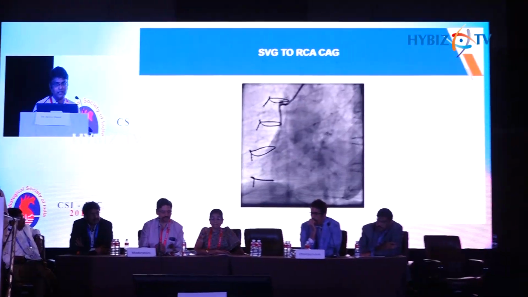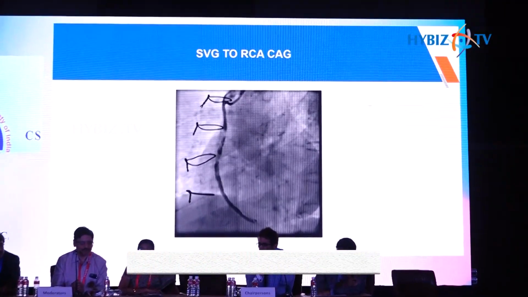So this is the native vessel, left side. This is the LIMA to the LAD. This is to the OM, and this is a native RCA, almost totally occluded. And this is the SVG to RCA. This is the angio finding.